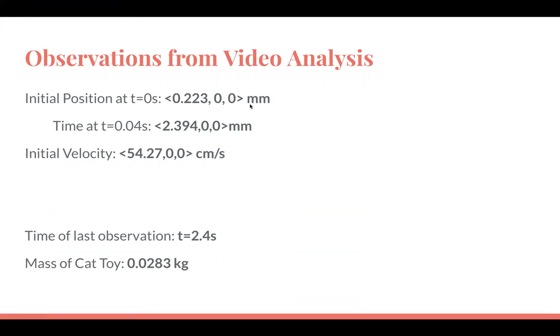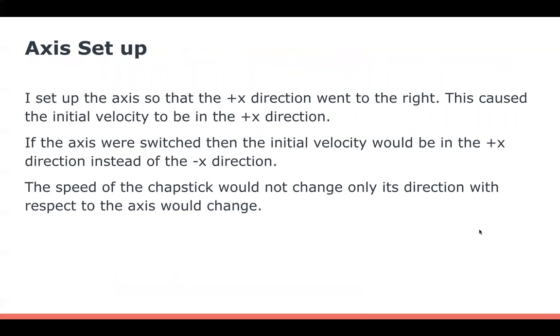And so from this, I found my initial position and then the time at 0.04 seconds to calculate the initial velocity. And then I also have the mass of the cat toy and the last time of observation. It's useful to calculate the initial velocity because if the cat is chasing the toy, then the cat is going to have to go faster than this in order to catch up to the toy. I set up the axis where the positive x direction went to the right. This caused the initial velocity to be in the positive x direction.